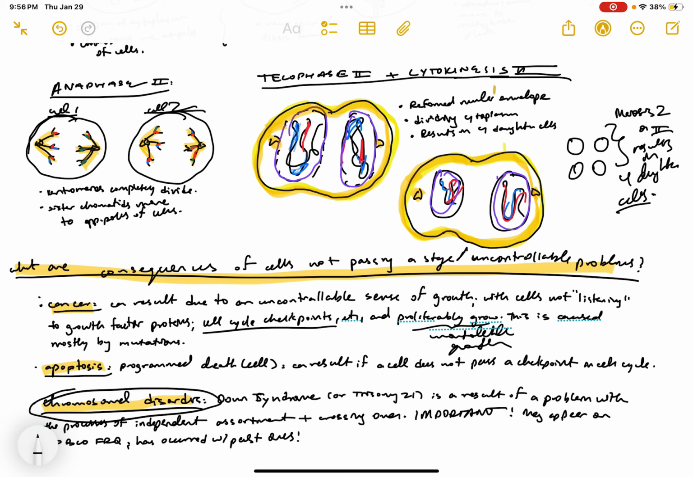Another important thing that you can see within AP Bio FRQs, past and maybe future, is chromosomal disorders, right? Within this unit, we've learned about meiosis, mitosis, cell division, and the cell cycle process. Things like Down syndrome or trisomy 21 are a result of a problem with the processes of independent assortment and crossing over, which happen in meiosis. So this is really, really important. This may appear on an AP Bio FRQ. It has occurred in at least one past AP Bio FRQ. So that's a really good thing to make sure that you are confident with.